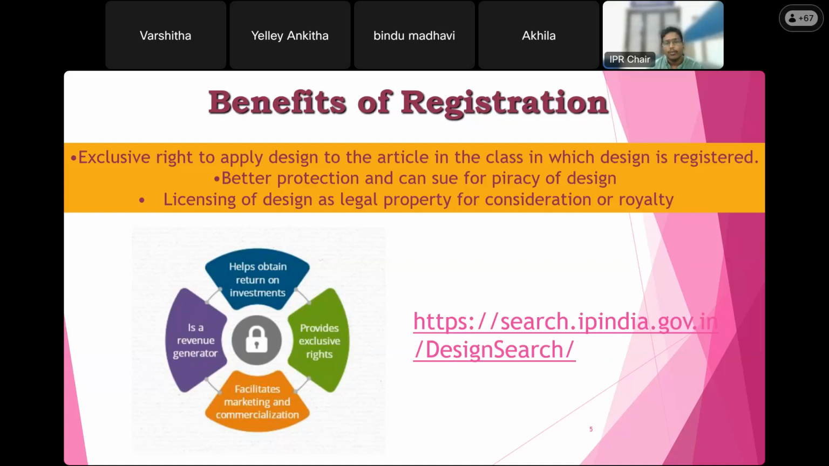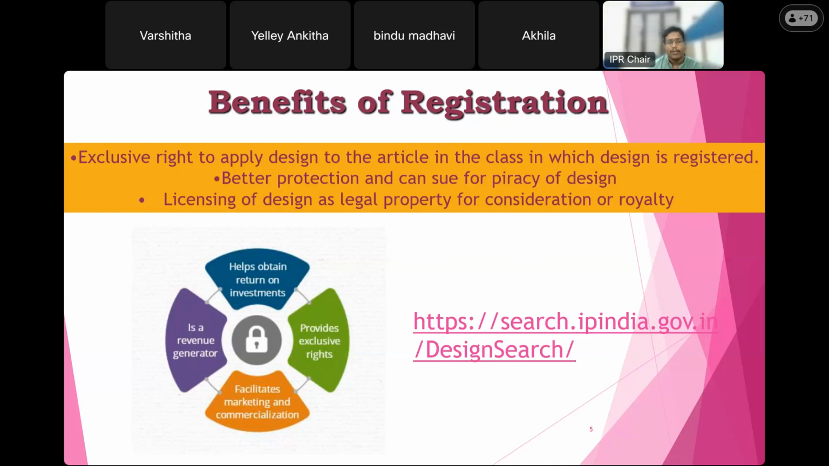So if you are indulging in these activities, that is called piracy. So if you register, you will get protection from piracy. And also another advantage is licensing of design as legal property for consideration or royalty. So if you protect your design, you will get some royalty, you will get a consideration.